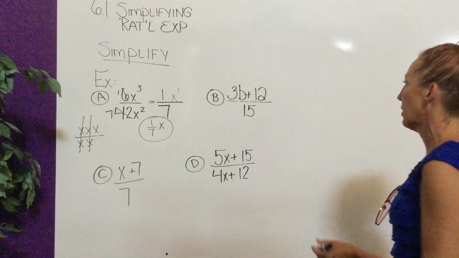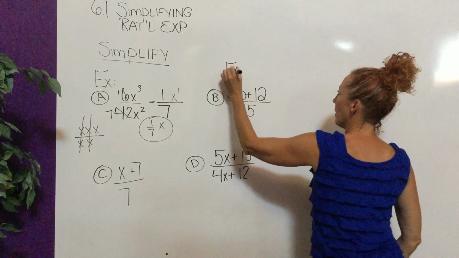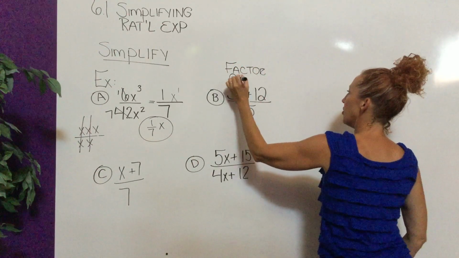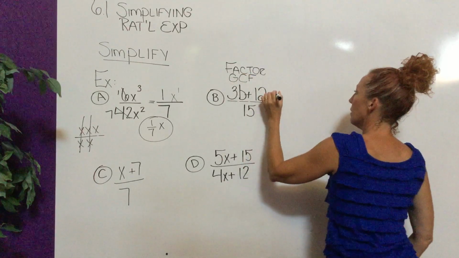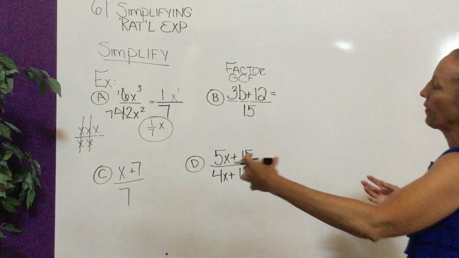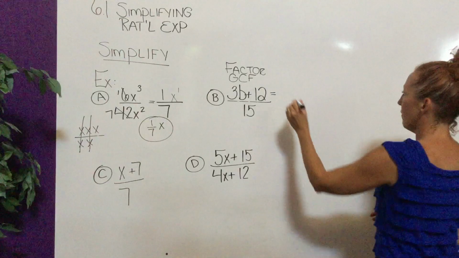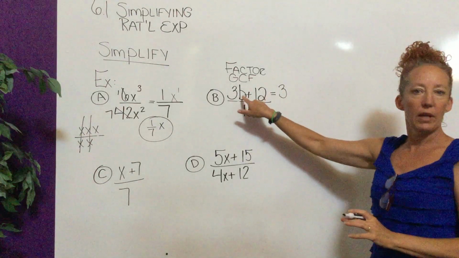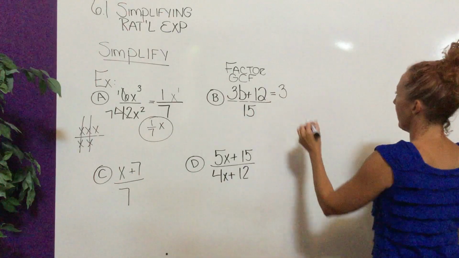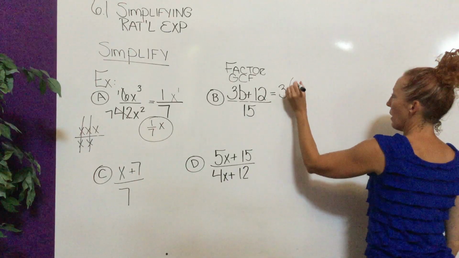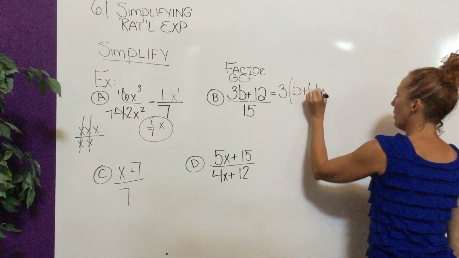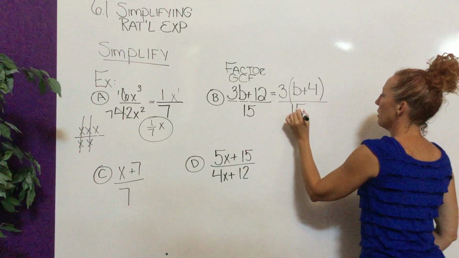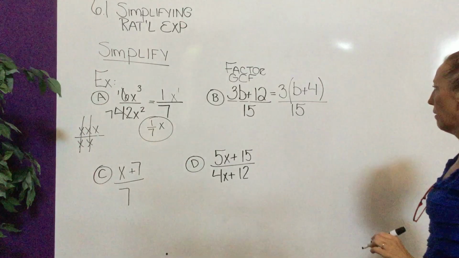So what we need to do here is factor out any type of GCF that we see. So what can I pull out front of 3 and 12, which is a 3? Since I only have a variable in the first term, I can't pull a b out of the back. So what I'm left with here is b plus 4. And then I have a 15 in the denominator.